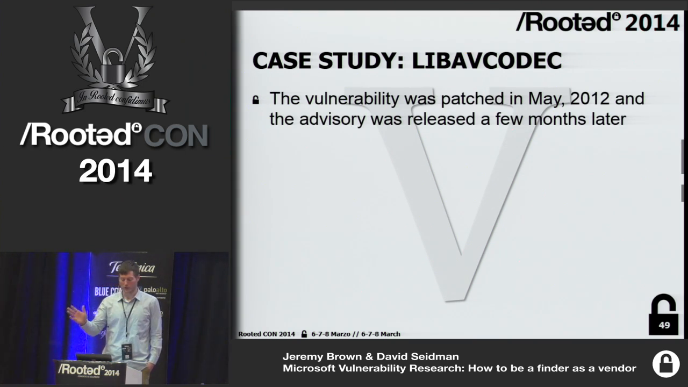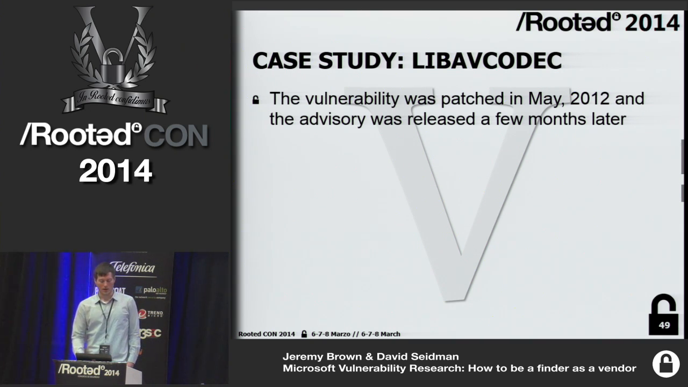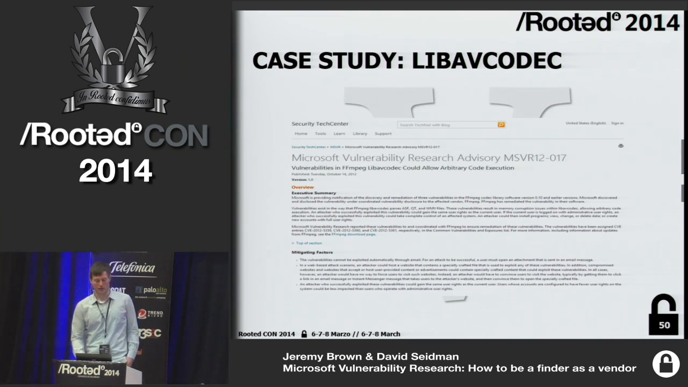This vulnerability, for example, was patched in May 2012, and a few months later, the vulnerability was released. And that's the end of the Loop AB codec. And here's the advisory for that one. So you can see the overview, executive summary, mitigating factors.